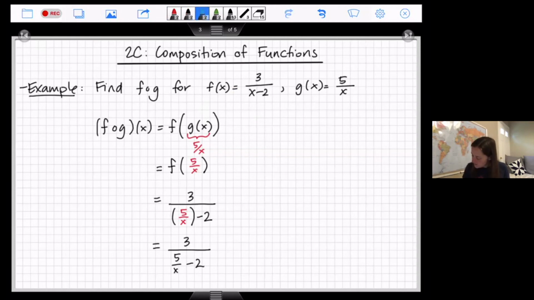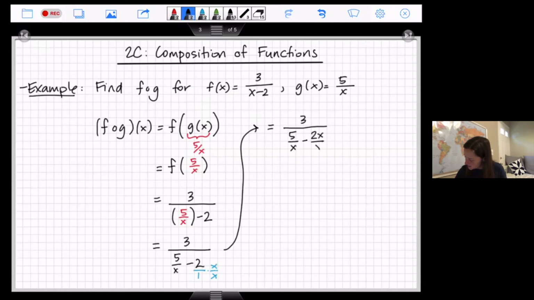So I'm going to think of 2 as being 2 over 1, and I'm going to get it to have a common denominator with the 5 over x. So I'm going to multiply by x over x, so that just down there in the bottom underneath the 3, we'll have the same denominator. So I've got 3 on top, 5 over x minus 2x over x.